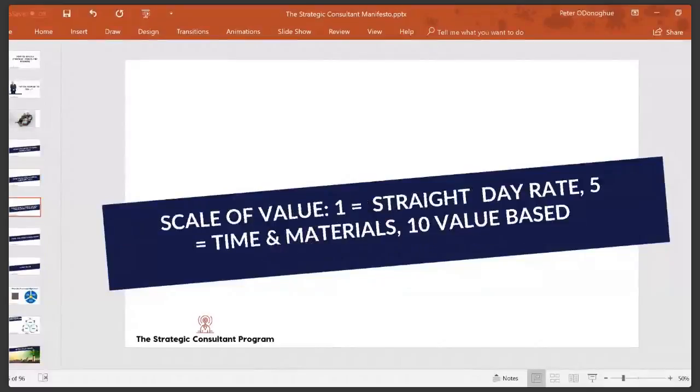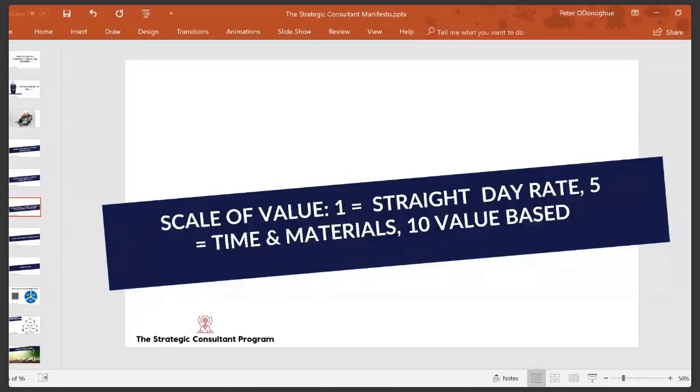And here's the tough one for many. So look, on a scale, a ranking scale, where is the value? How do you value and create value in the work that you do as a consultant, or intend to do if you're just starting out? And what I mean by that is, if you charge a straight day rate, put a 1 in the chat box. So if all your work is pure day rate, put a 1 in the chat box.